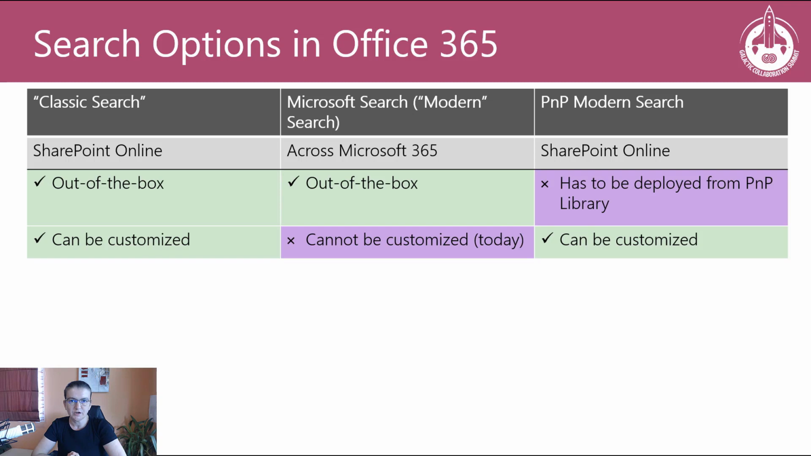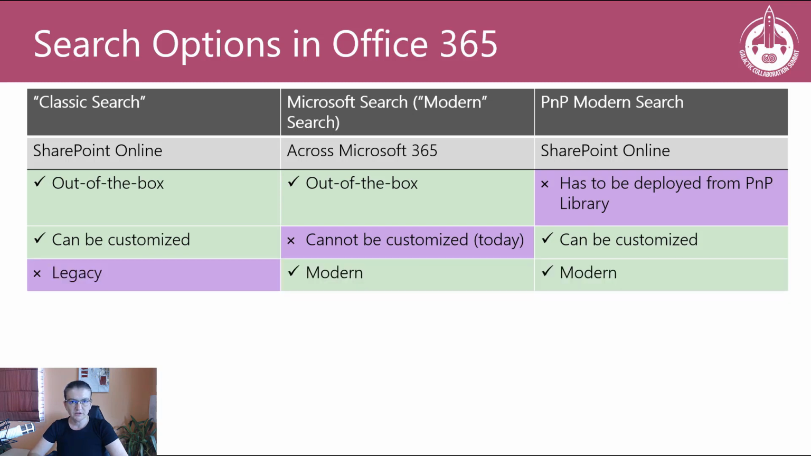However, the Microsoft Search cannot be customized today. As I said, no customization, no custom verticals in the out-of-the-box Microsoft Search today. However, this is often a very strong requirement. The Classic Search is legacy. It has the old user interface and it's not modern at all, while the Microsoft Search and the PnP Modern Search library are modern and fit into the SharePoint Online modern user experience.